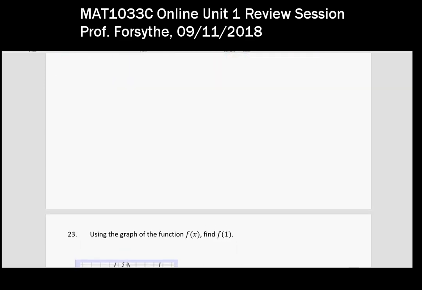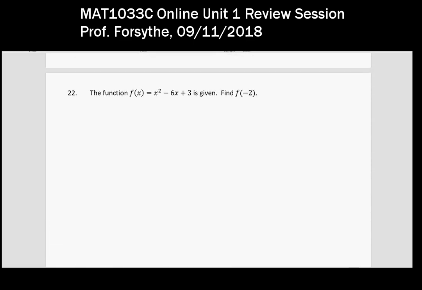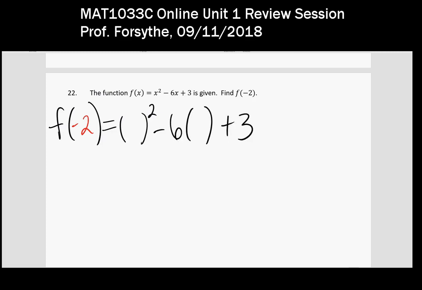Okay, number 22. The function f of x equals x squared minus 6x plus 3 is given. Find f of -2. So this is function notation. What this is saying is that everywhere you have an x, you're going to plug in -2. So it's going to be -2 squared minus 6 times -2 plus 3.